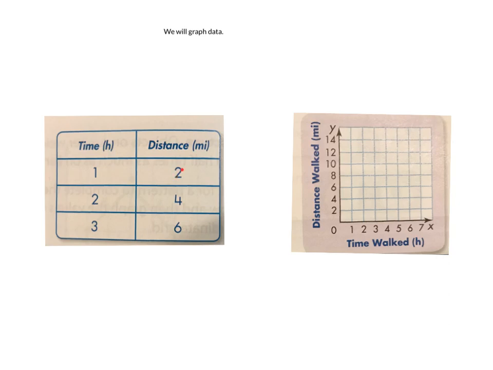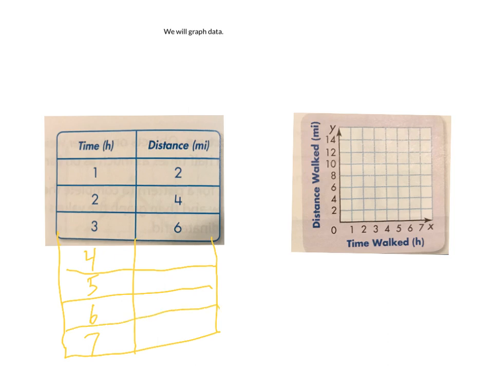1 hour, distance is 2. Then in 2 hours it's 4. In 3 hours is 6. So if we extended this table out, 4, 5, 6, 7. We see a pattern here. So 2, 4, 6. So 4 hours would be 8.